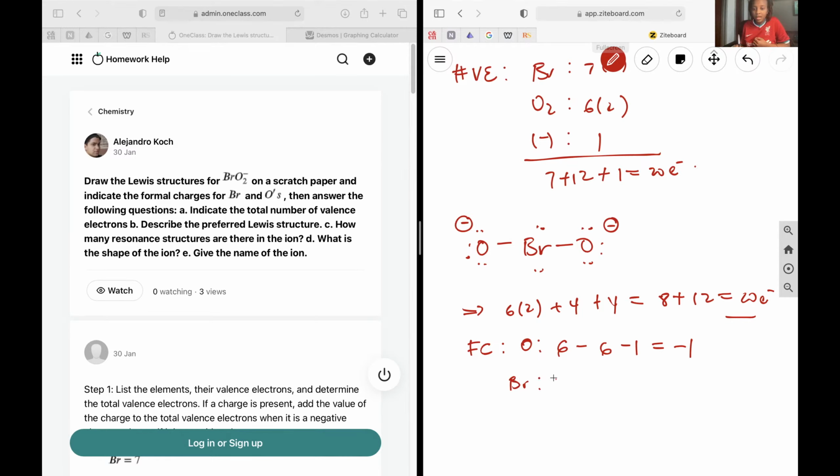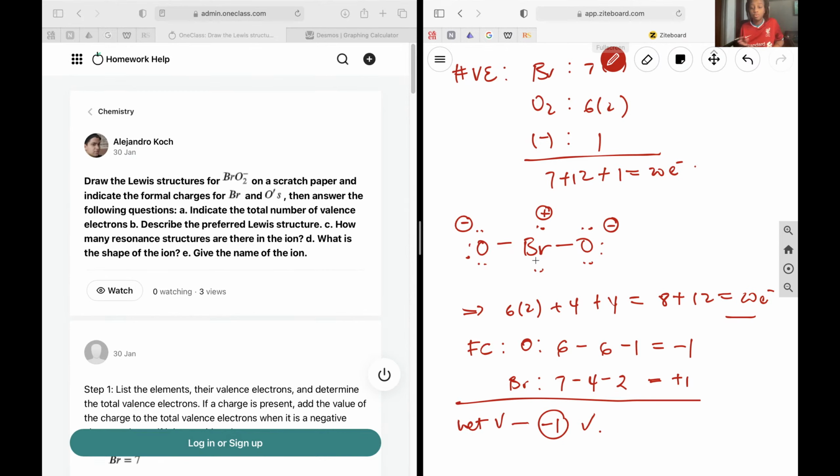And on my bromine, I have 7 valence electrons minus the 4 in lone pairs minus the 2 in bonding pairs, and that is going to give me positive 1. So I'm going to have 1 positive. And so, yes, I see that the net is correct. I have a net of -1, but my charge separation is not optimal in this case. I can minimize the charge on 2 of these and just leave a minus on 1 of them. That makes the most sense, and that would be energetically favorable.